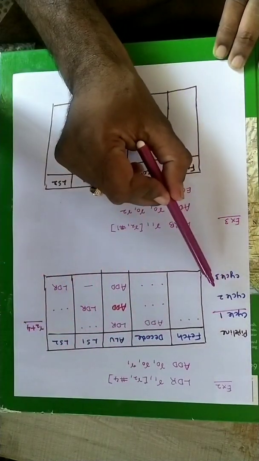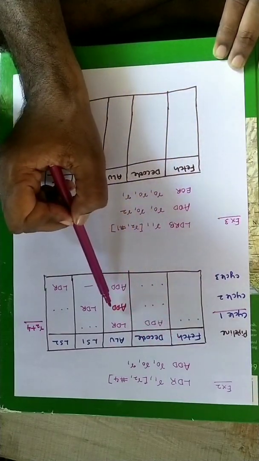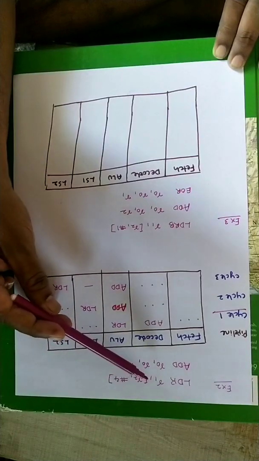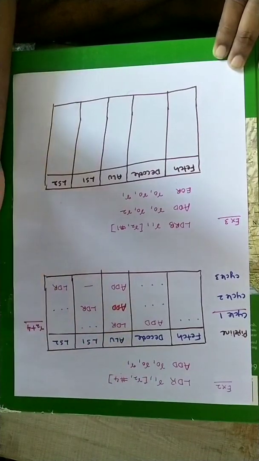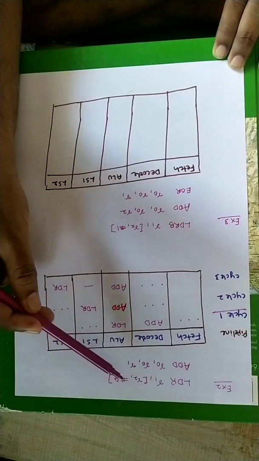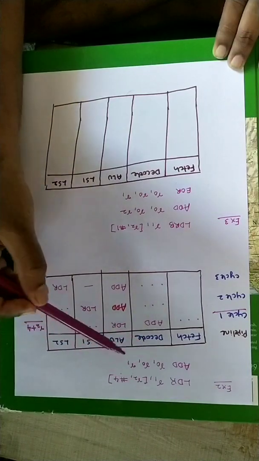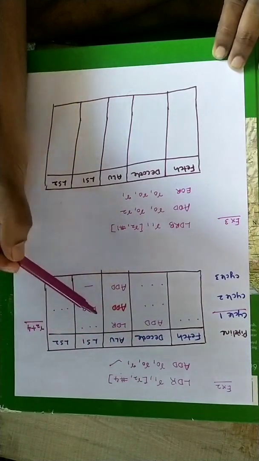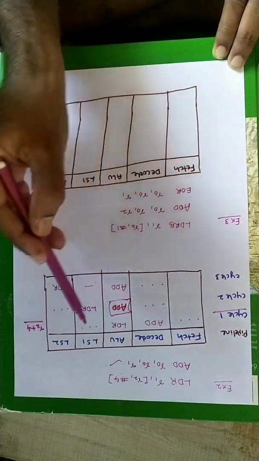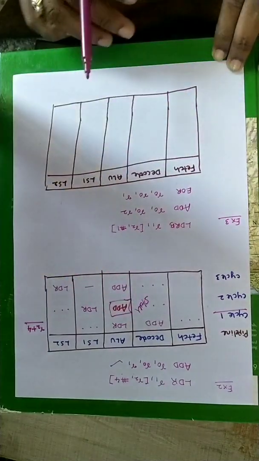So in cycle 2, the ADD instruction will not go into execute, because the register R1 has not yet been loaded with the calculated value. Unless the LDR instruction is completed, the ADD instruction will not execute. So in the second cycle, the ADD instruction will undergo a stall state. This is called a stall state.